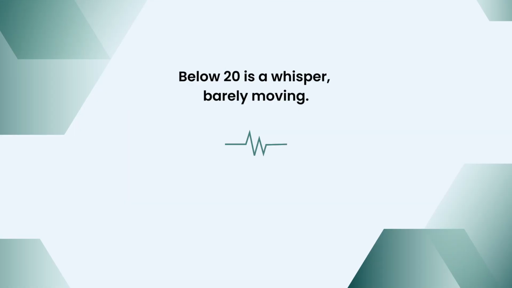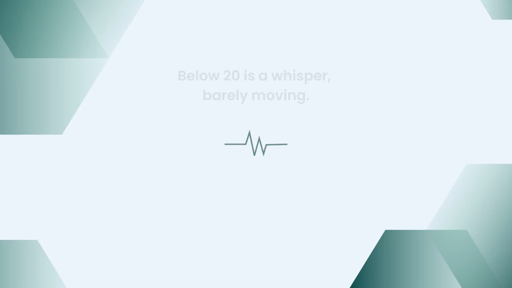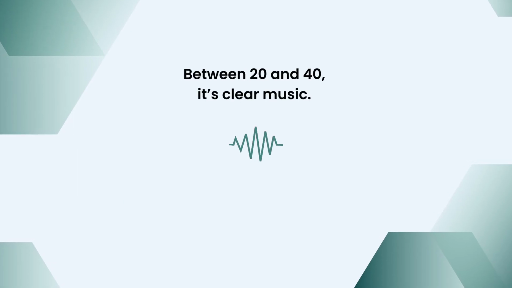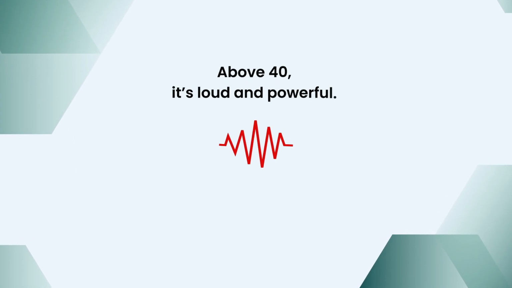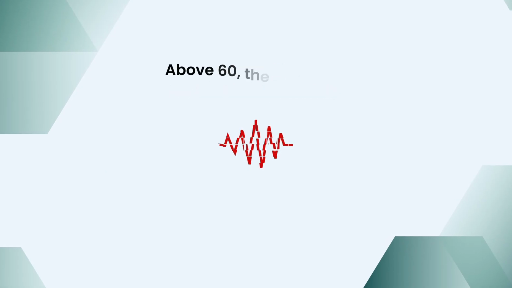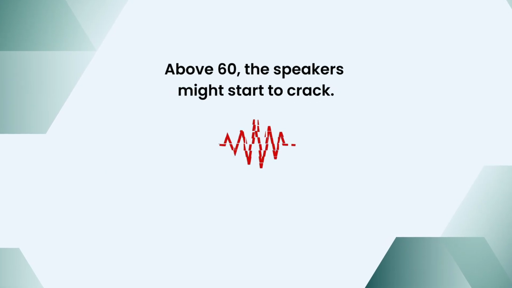Think of it like a volume knob of the market. Below 20 is a whisper, barely moving. Between 20 and 40, it's clear music. Above 40 is loud and powerful. Above 60, the speakers might start to crack.